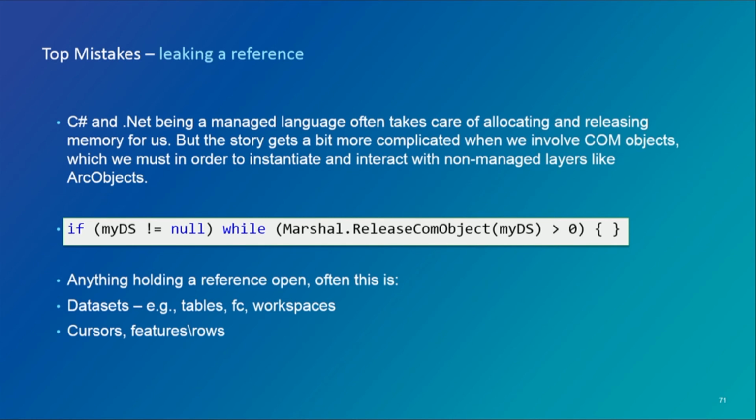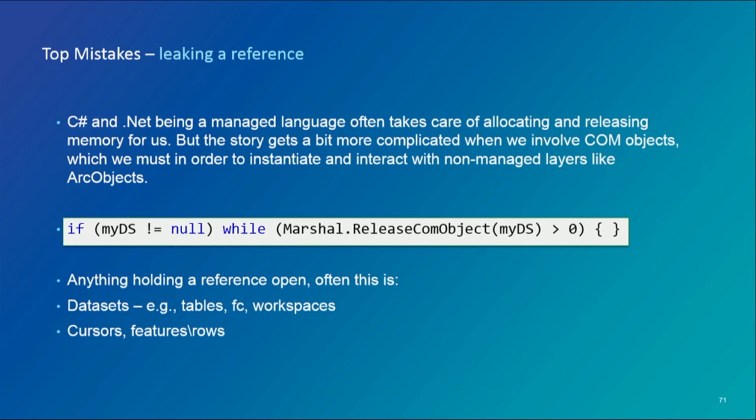I have added a little blurb here and given you an example in C#, how to manage COM objects within the garbage collection without forcing a full garbage collect every time. You can see here, if the variable is not null, then I call Marshal.ReleaseComObject, passing in that object, and I do that until the return is 0, right? Or if it is greater than 0. So anything that holds a reference open to the workspace is something that you should release.